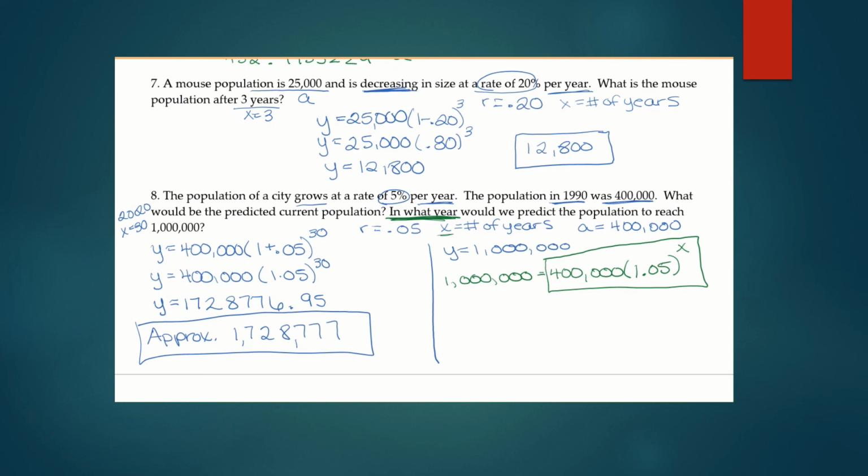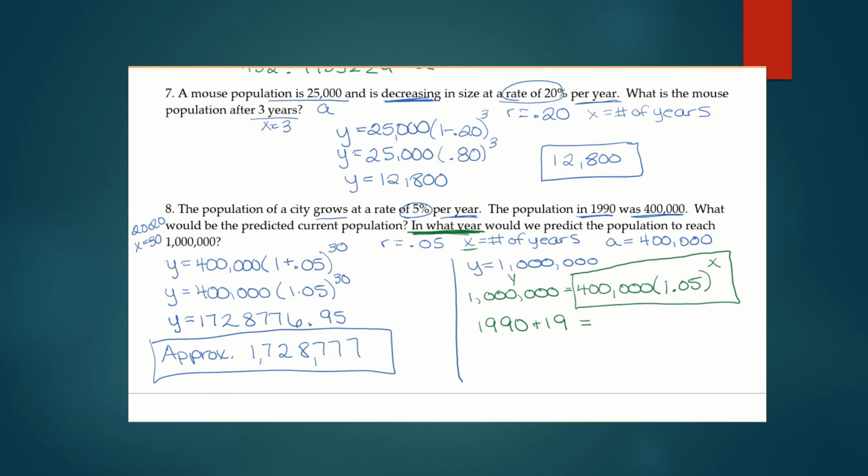So 1990 plus 19. Looking at 19 years after 1990, we are looking at the year 2009. So in the year 2009, we finally surpassed the population mark of 1 million.